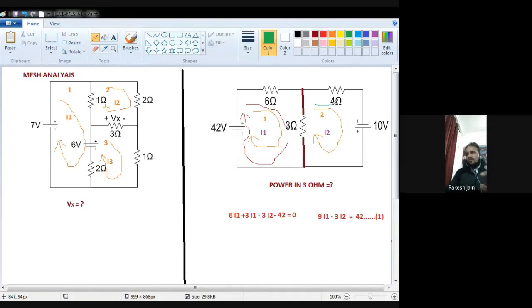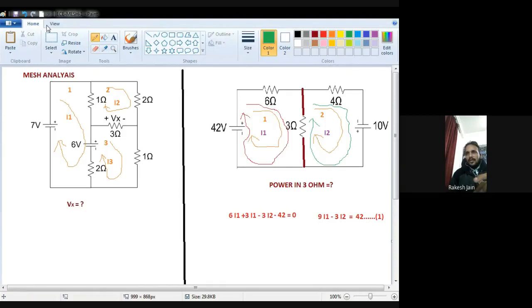Okay, so first 4 ohm resistance, then the battery's negative comes first, whose value is 10 volt. The polarity negative comes first, so I write minus 10. Okay, then there is nothing. Then 3 ohm resistance. Now my current is I2, so plus 3 I2, but the current I1 also passes through the 3 ohm in the opposite direction, so minus 3 I1.